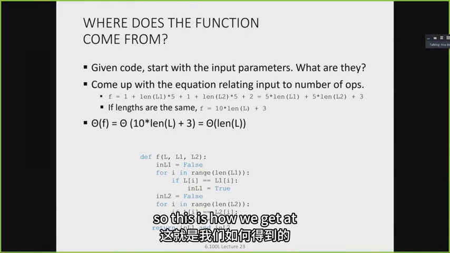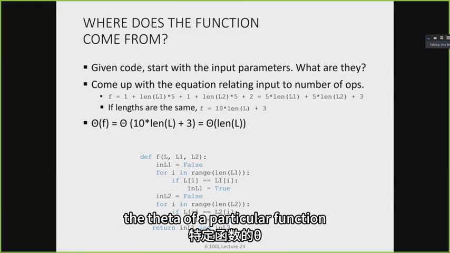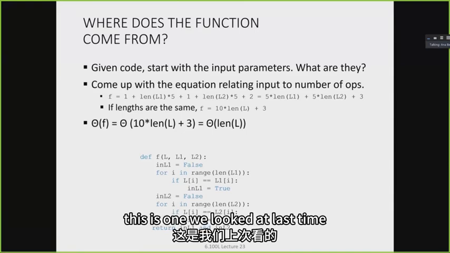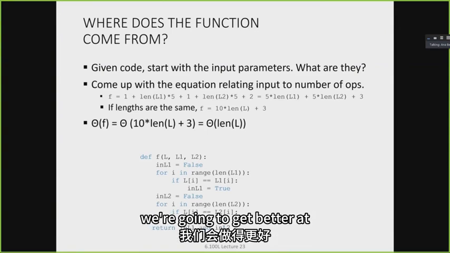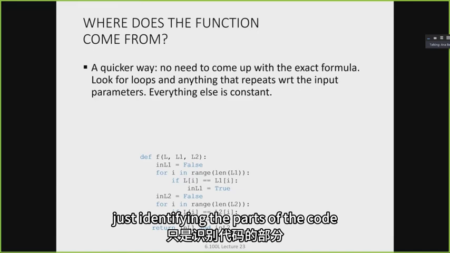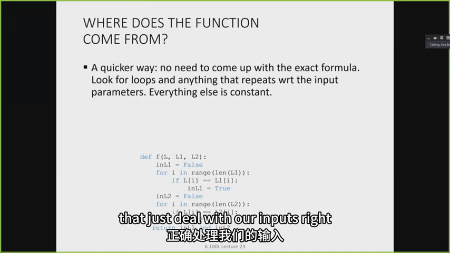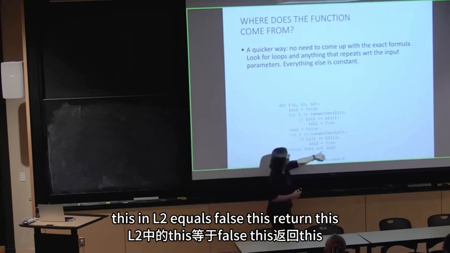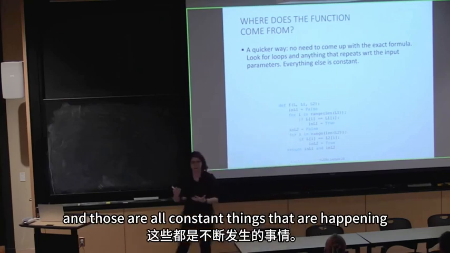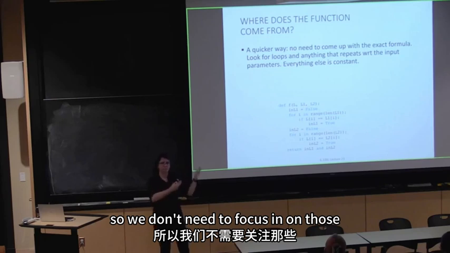So this is how we get at the theta of a particular function. This is one we looked at last time. But as we look at more functions today, we're going to get better at identifying the parts of the code that just deal with our inputs, right? This in L1 equals false, this in L2 equals false, this return, this and. Those are all constant things that are happening. So we don't need to focus in on those.